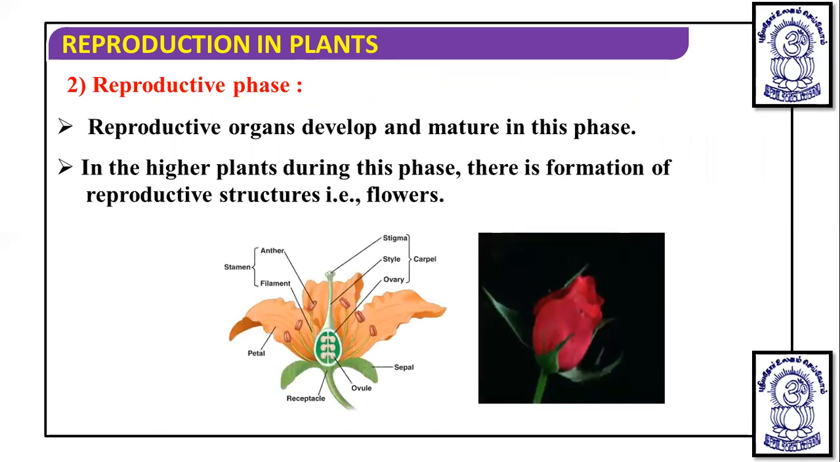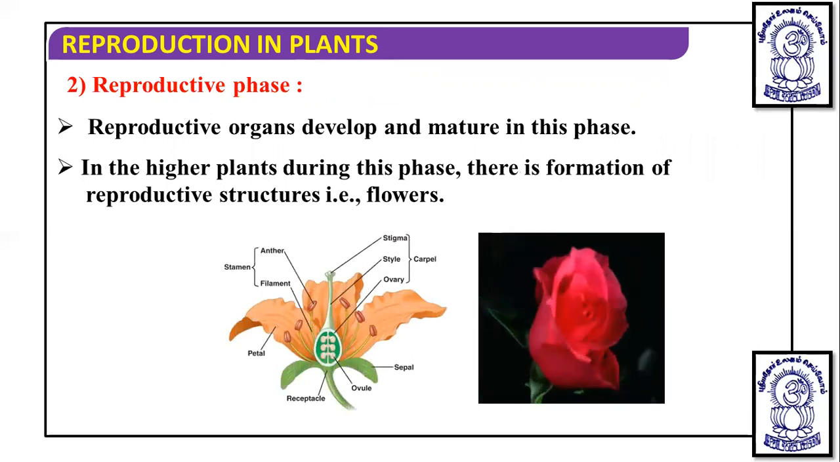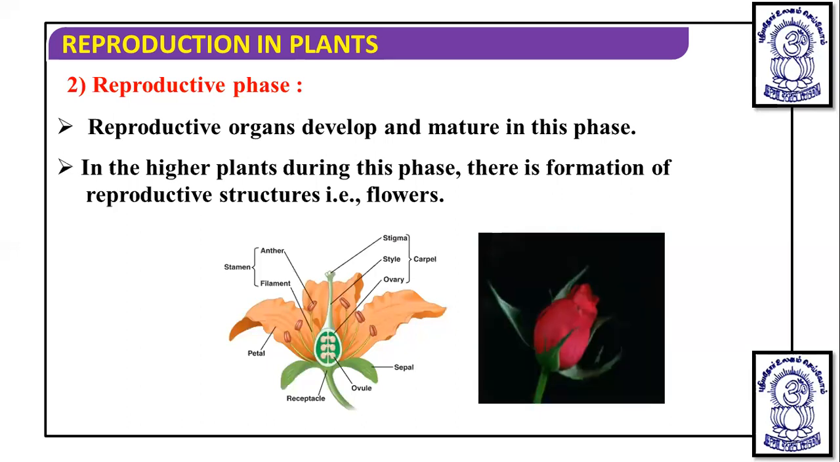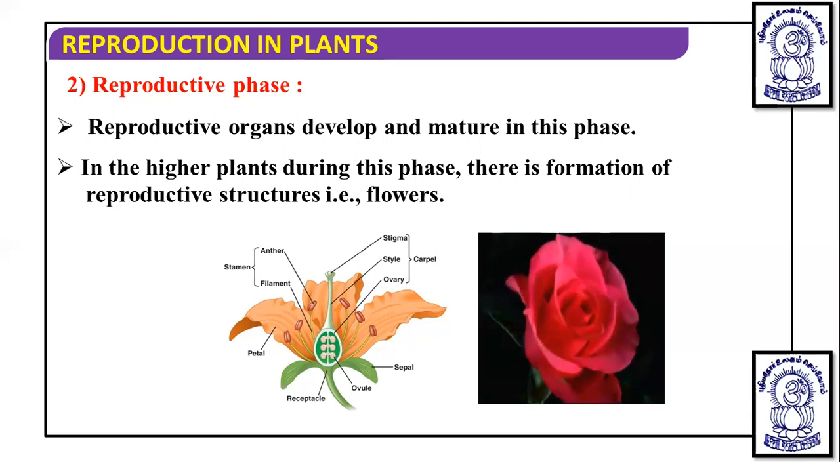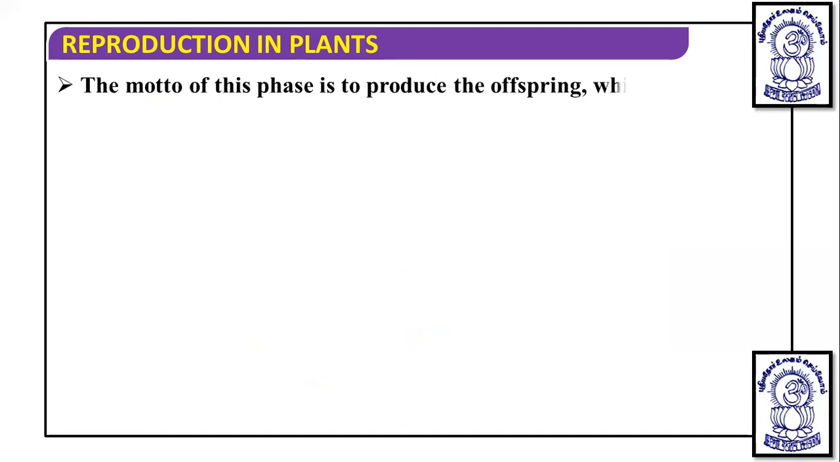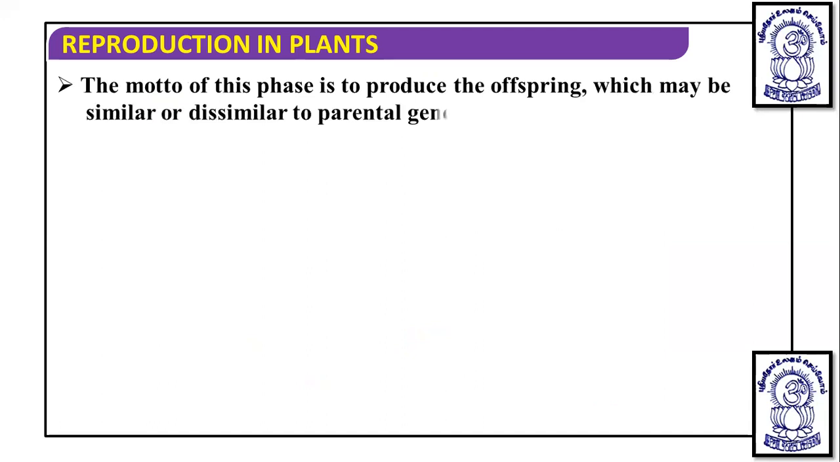And you can see this is the flower, a structure which is formed in the reproductive phase of angiosperms. And they have reproductive structures. The motto of this reproductive phase is to produce offspring, to give birth to young ones, and the young ones may be similar or dissimilar to the parental generation because variation is there.